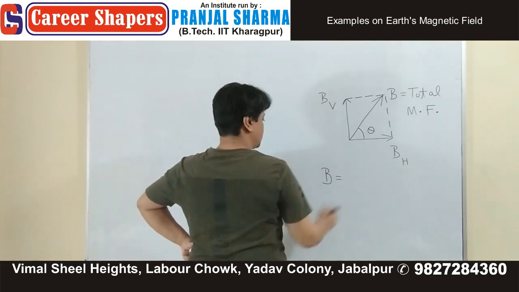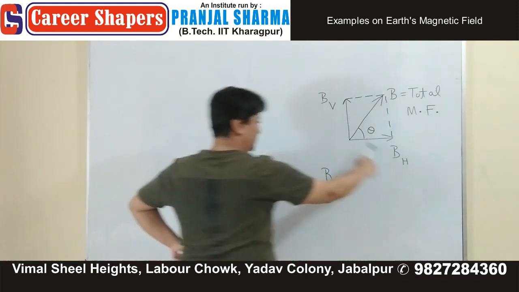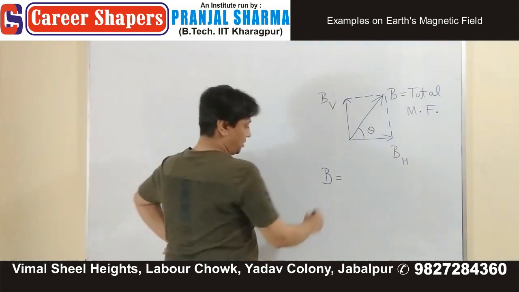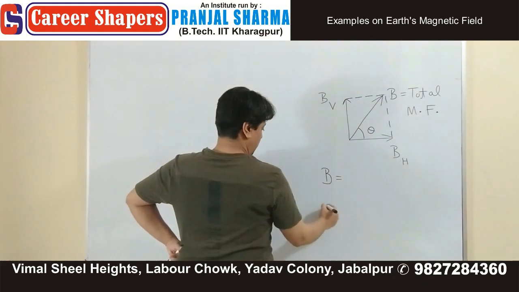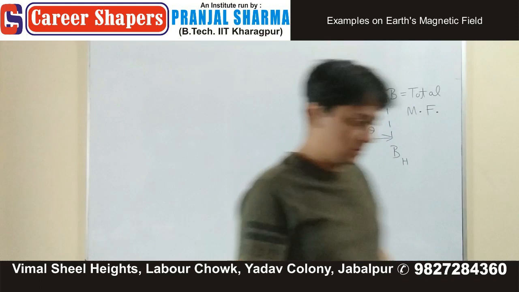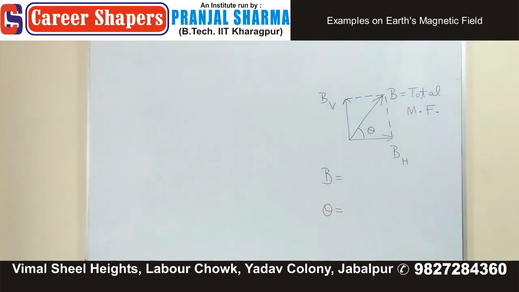I'm asking you a very simple thing. In terms of BH and BV, write down B in the comment box and write down the value of theta. Write down magnetic field B in terms of BH and BV, and also write down what this angle is.